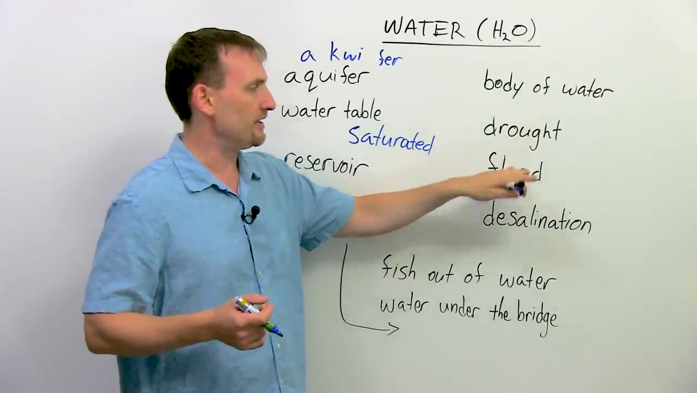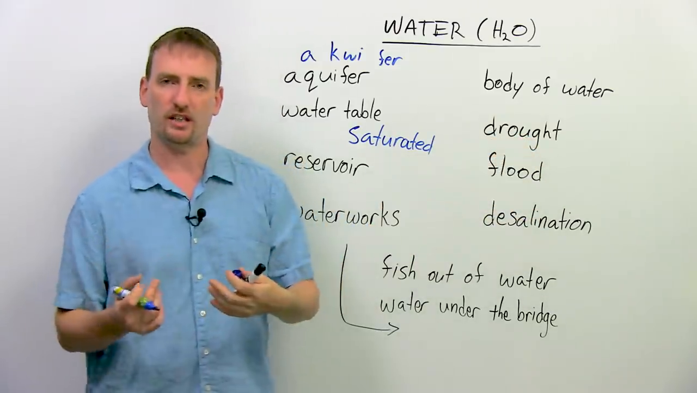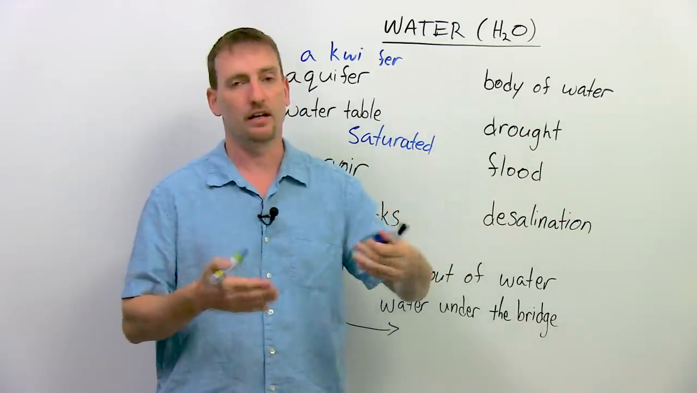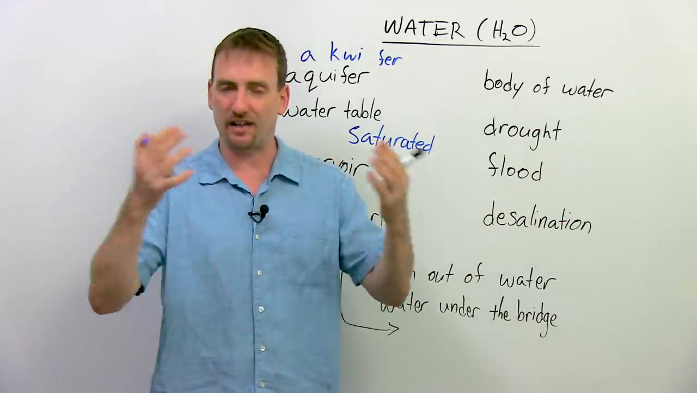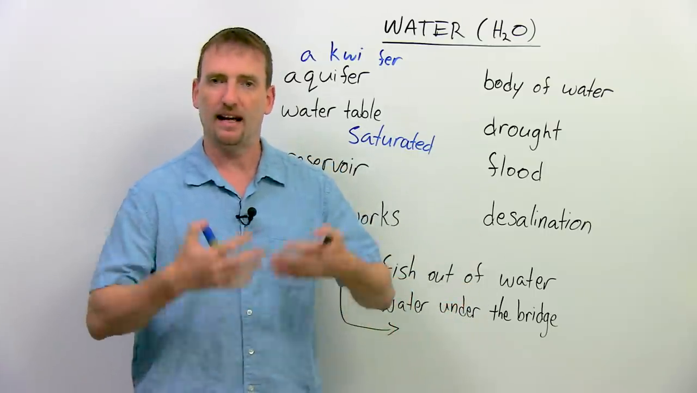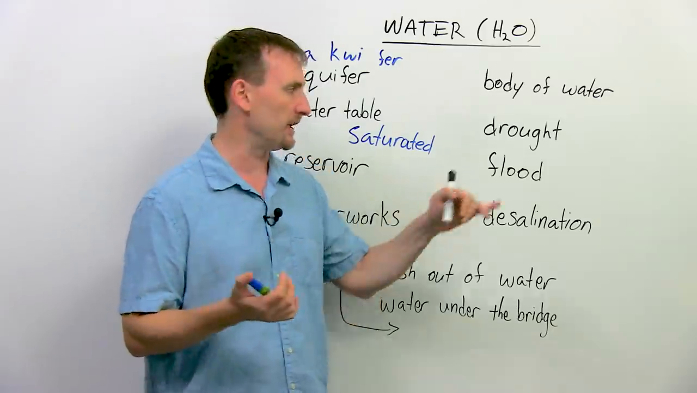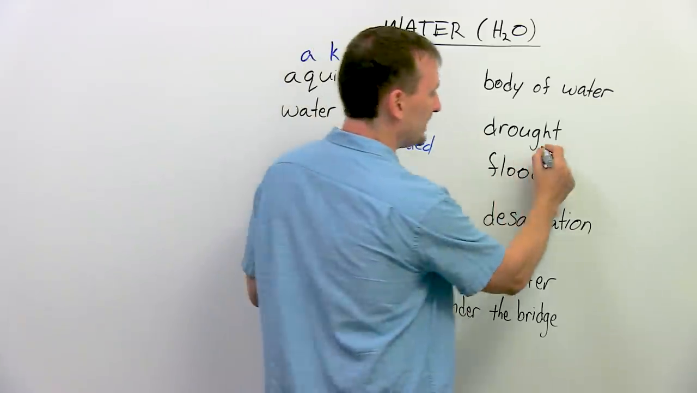Now, these days, you're hearing a lot about droughts and floods. A drought is a situation where for a very long time, there is no rain. It means that everything becomes dry, vegetables dry up, animals don't have anything to eat, everything becomes very dangerous, and food prices go up, and this is a big problem. This also generally leads to famine.